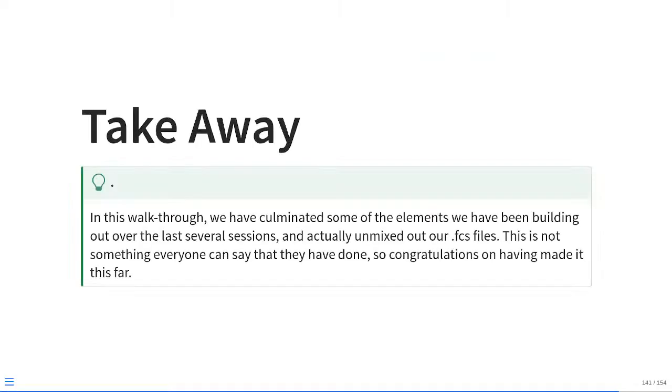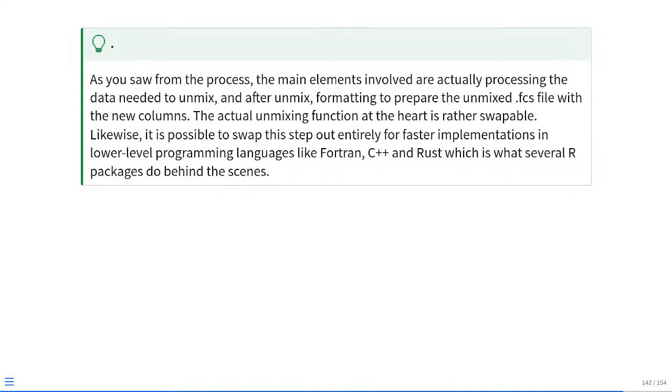Alright, takeaway time. In this walkthrough, we have culminated some of the elements we have been building out over the last several sessions and actually unmixed our FCS files. This is not something everyone can say they have done, so congratulations on having made it this far. As you saw from the process, the main elements involved are actually the pre-processing of the data that we need to get unmixed, and then after we actually carry out the unmix function, which is rather simple, reformatting it into the format that is expected for the new unmixed FCS file when it comes to those new columns.